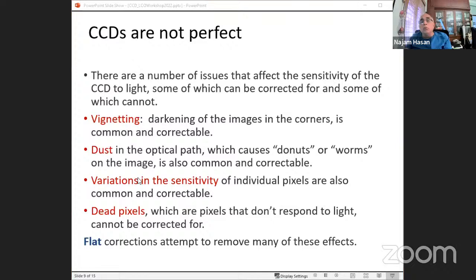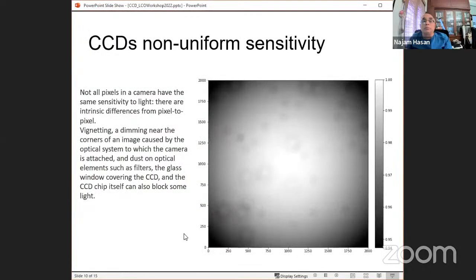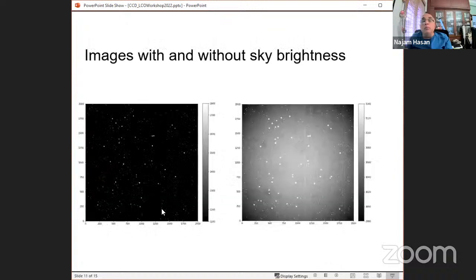Most of these issues which come up with the CCD can be corrected by flat fielding. These are called the flat corrections, and many of these effects and errors can be removed. So here's an image which shows all the errors which come through, and we can make corrections.